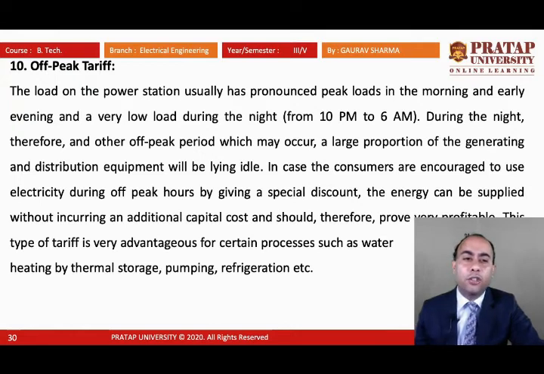In this case, consumers are encouraged to use electricity during off-peak hours by giving a special discount. So the discount will be provided to the consumer, and the agriculture tariffs are very low because we are giving a large discount, as we are applying the off-peak tariff for them.